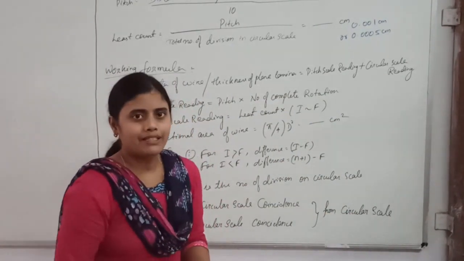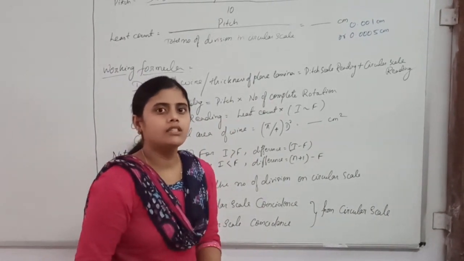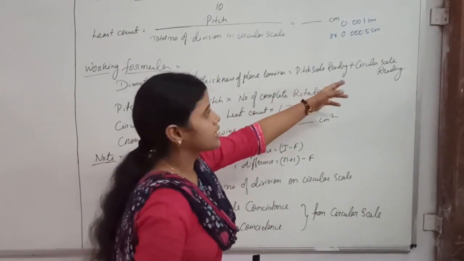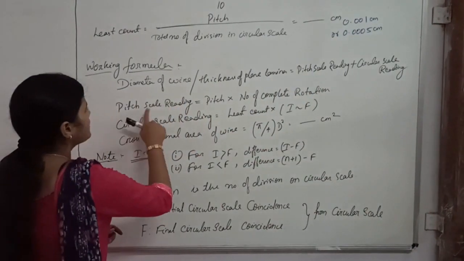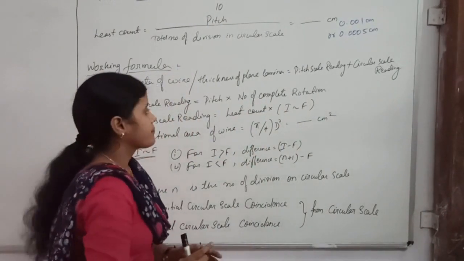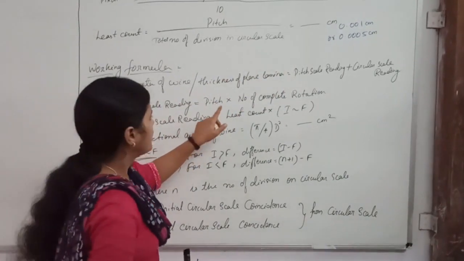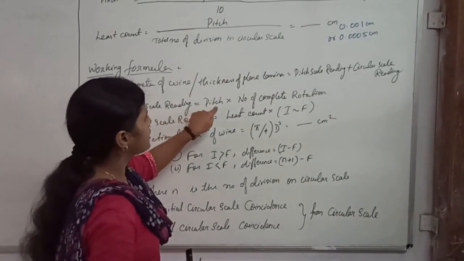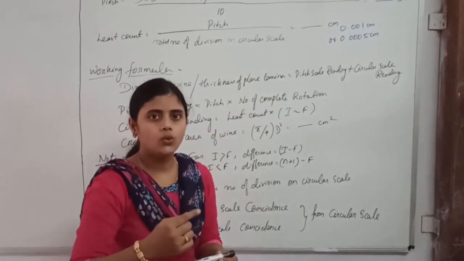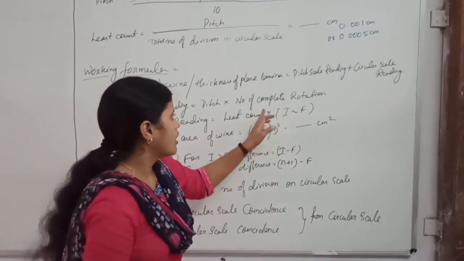So ultimately we have to measure the length, and diameter or thickness are nothing but length parameters. Using the screw gauge, we will find the diameter, that is pitch scale reading plus circular scale reading, and the pitch scale reading is given by pitch into number of complete rotations. I have shown you how to find the pitch, which is fixed for a particular instrument. So the formula is pitch into number of complete rotations. You have to count how many complete rotations it makes in order to travel the linear distance. I will show you how to find the number of complete rotations.